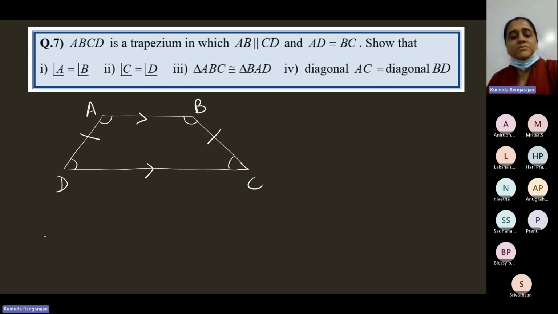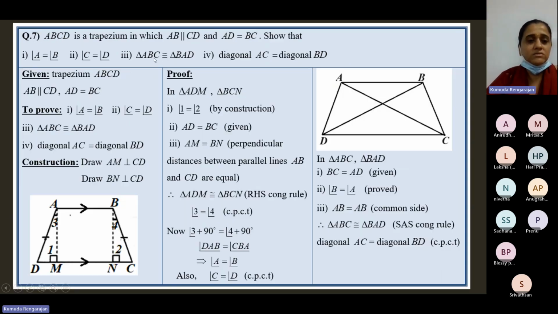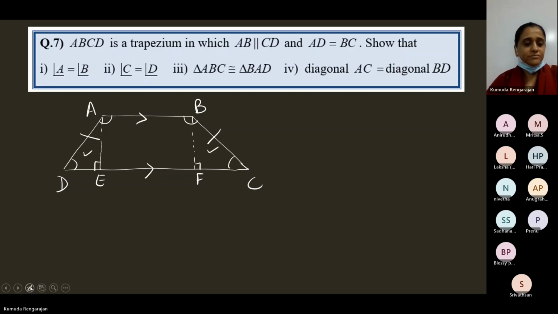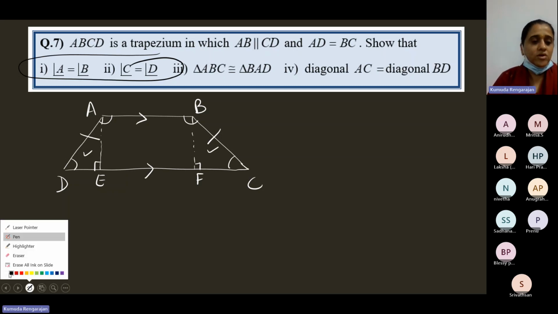Okay, let's do this first. For this construction, draw AE perpendicular to DC and draw BF perpendicular to DC. Simply show that these two triangles are congruent and you'll get the first two results. After the construction, show that these two triangles are congruent.